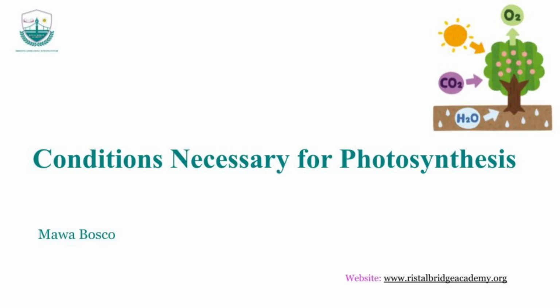Right, so let's look at the conditions necessary for photosynthesis. Of course, we won't dwell much on issues to do with light. Our discussion is going to be more on that. But of course, the process of photosynthesis requires that you have water, carbon dioxide, and chlorophyll. So those are the things that actually need to be there for the process of photosynthesis to happen.